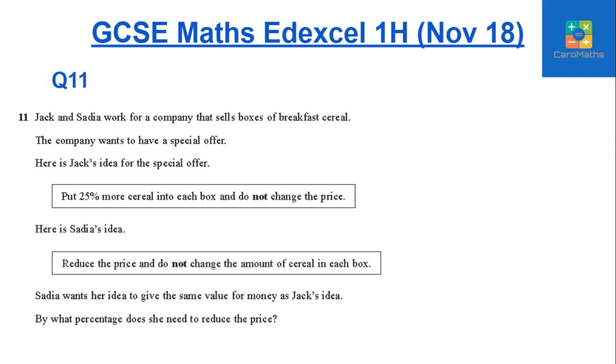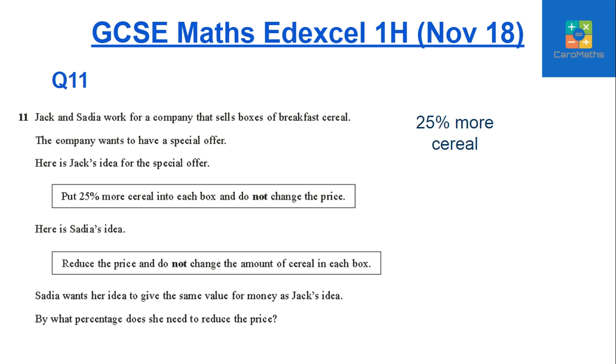Question 11. Jack and Sadia work for a company that sells boxes of breakfast cereal. The company wants to have a special offer. Here is Jack's idea for the special offer. Put 25% more cereal into each box and do not change the price. Here is Sadia's idea. Reduce the price and do not change the amount of cereal in each box. Sadia wants her idea to give the same value for money as Jack's idea. By what percentage does she need to reduce the price?